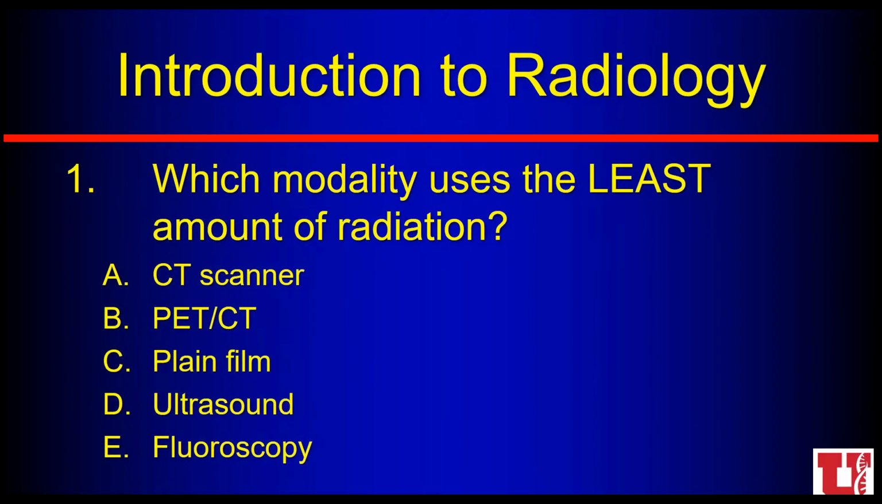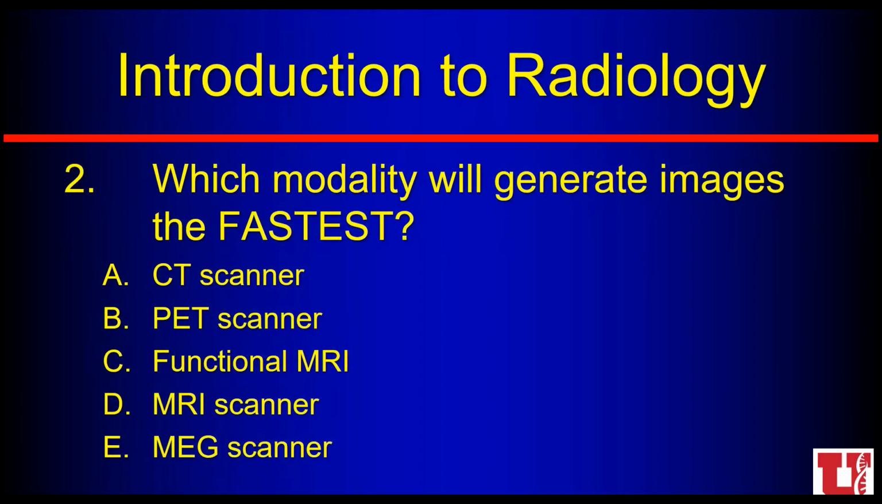Question 1 was, which modality uses the least amount of radiation? Is that CT scanner, PET CT, plain film, ultrasound, or fluoro? Which uses the least amount of radiation? Also, since we're recording this and we'll post it, you can all see these anytime you want. Question 2, which modality is the fastest? Is it CT scanner, PET CT, functional MR, MRI scanner, MEG, which is fastest?